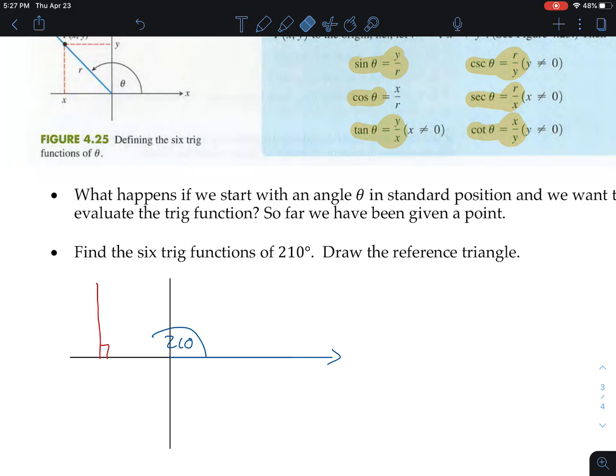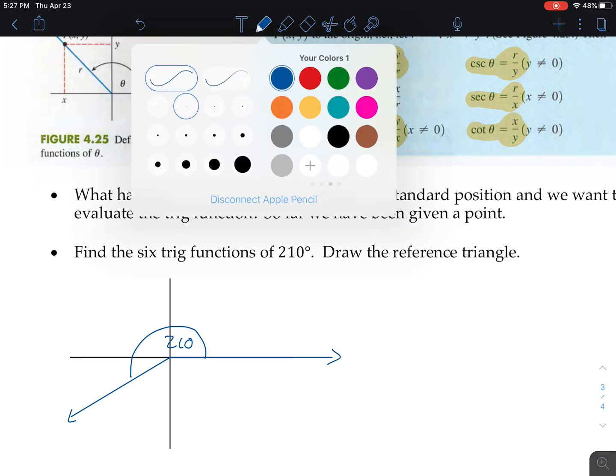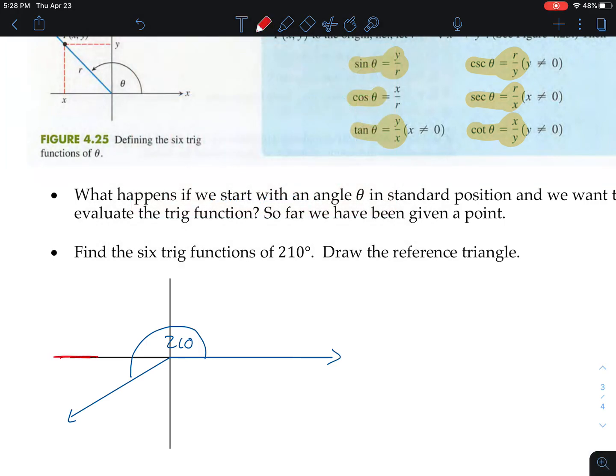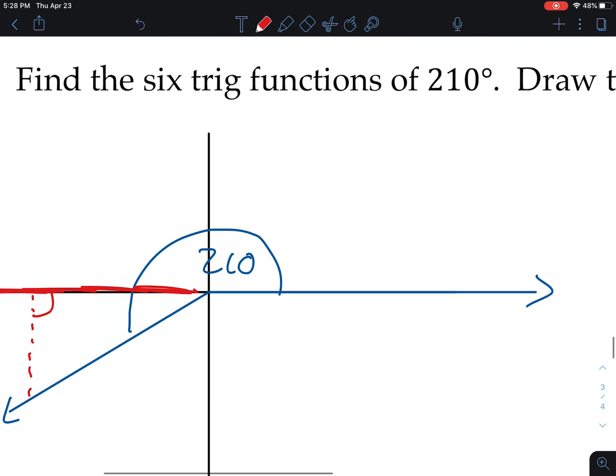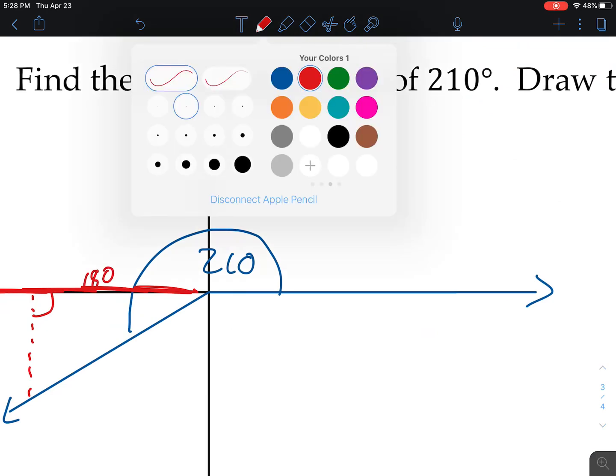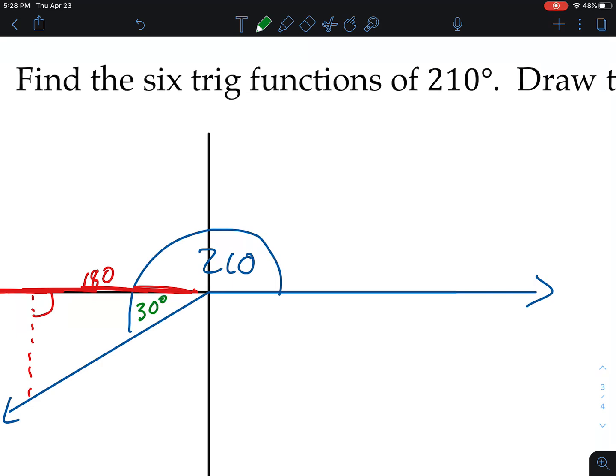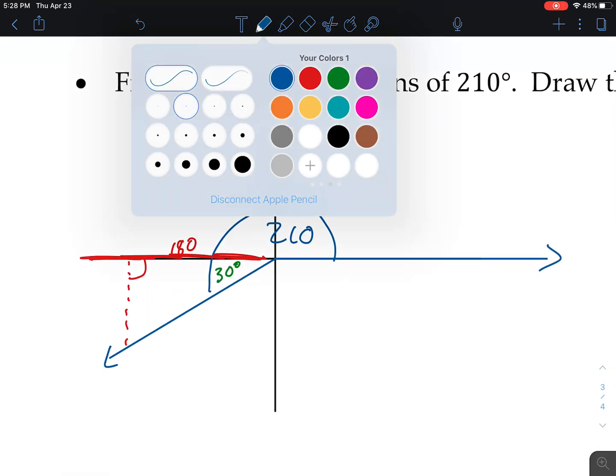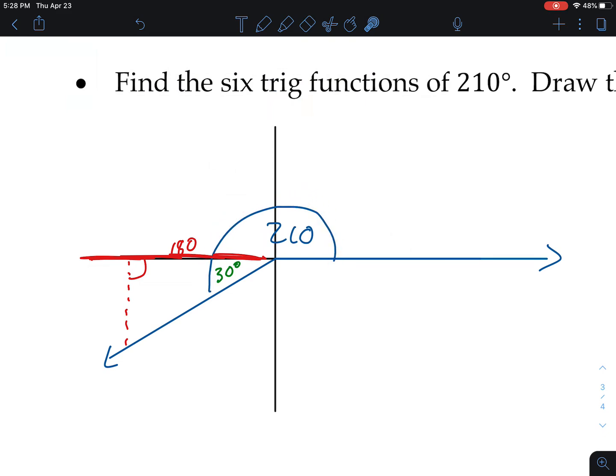Well, I got to get up to 210. 210 is going to be way down here. Right? And here is 210. Okay, draw my reference angle. I want to get back to my flat x-axis. So here's my perpendicular line. What is this angle going to be? Well, this is 180. That's 210. So I'm exceeding by 30 degrees. 210 goes all the way up to here. 180 is only up to here. So how much more from 180 am I going? 30 degrees. So now I've created a 30, 60, 90 triangle.